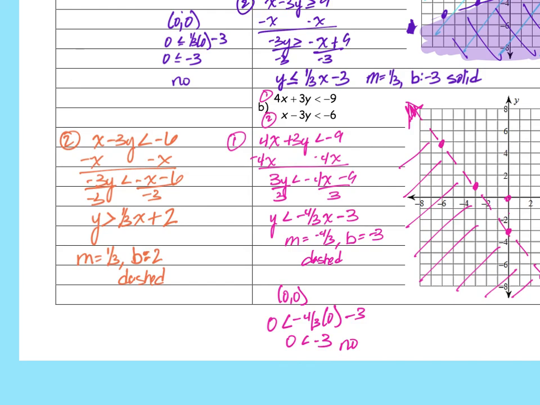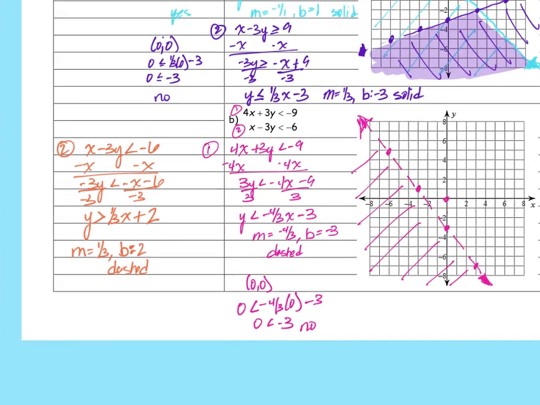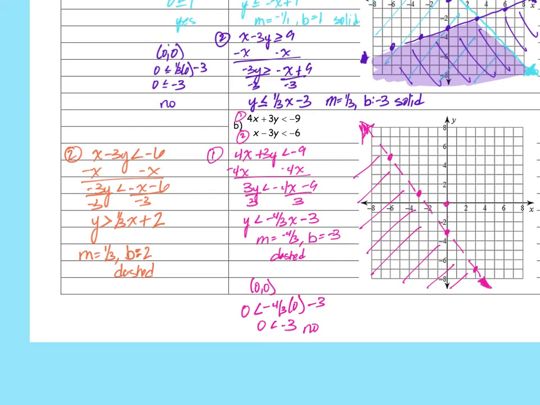Okay, great. So let me see if I can put it all on here. Okay, so I'm going to start at 2. Slope 1/3. Up 1, 1, 2, 3. Down 1, 1, 2, 3.